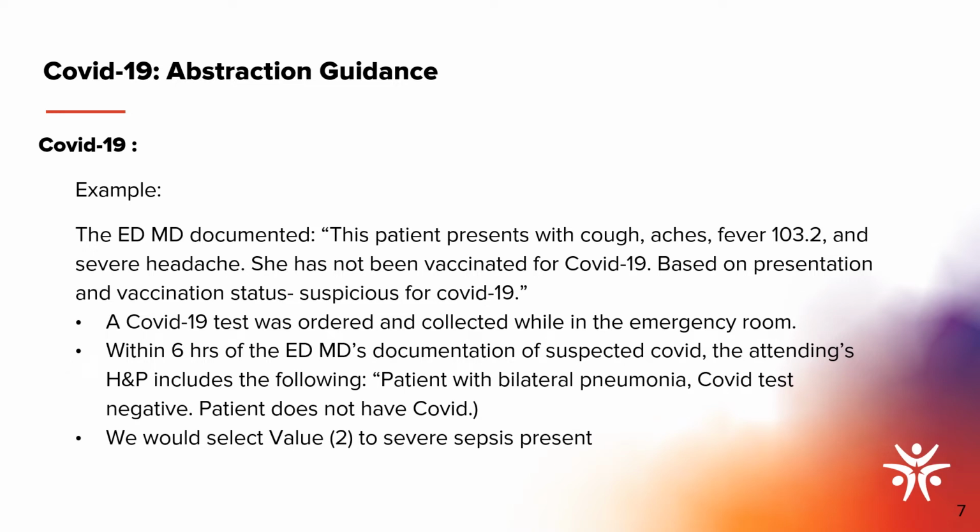Within 6 hours of the emergency room doctor's documentation of suspected COVID, the attending's H&P includes the following. Patient with bilateral pneumonia, COVID test negative, patient does not have COVID. In this scenario, we would still select value 2, no, to severe sepsis present.